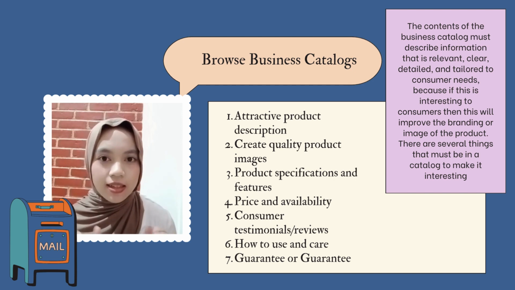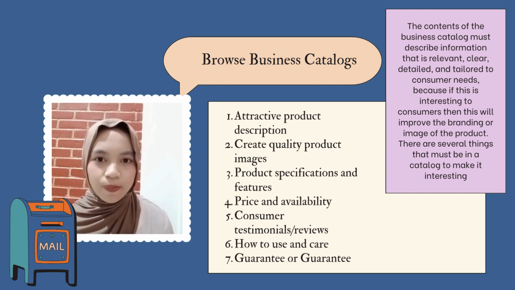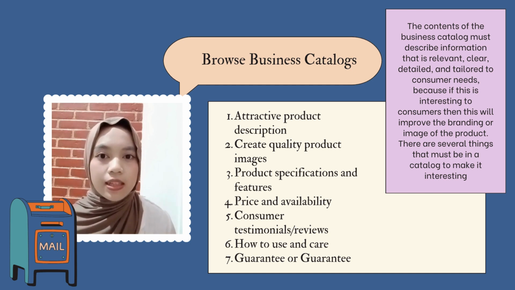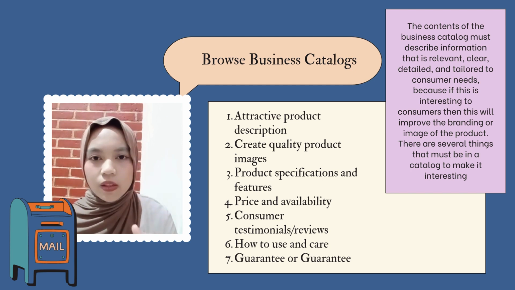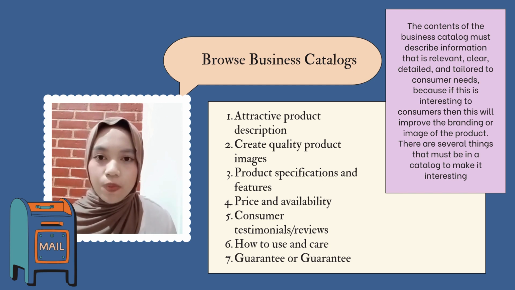Number 6, how to use and care. It would be better to explain the steps that need to be taken to maximize the benefits of the product and maintain its quality. And last, number 7, guarantee. If the product produced has a guarantee or special guarantee, then also include this information in the product catalog.